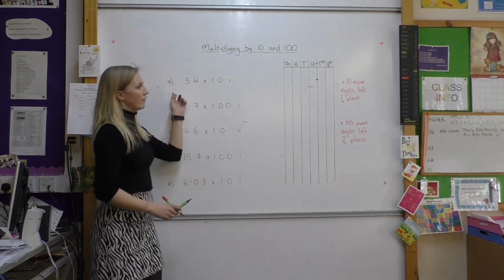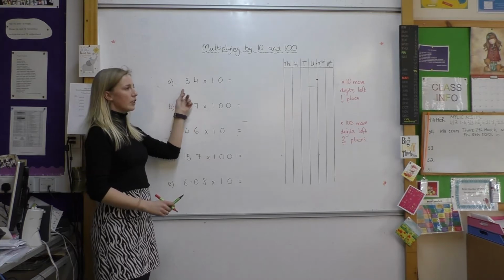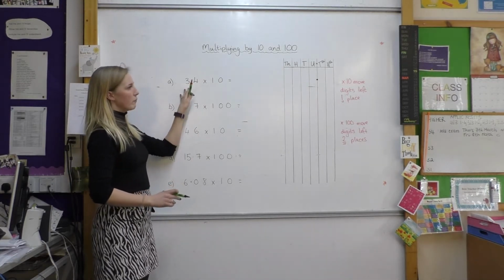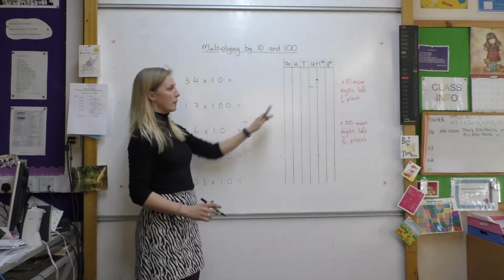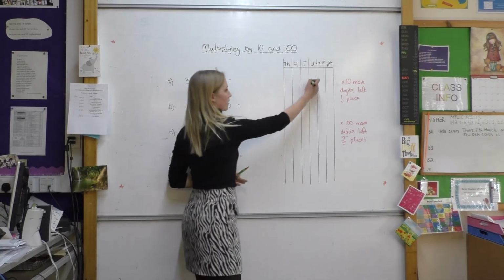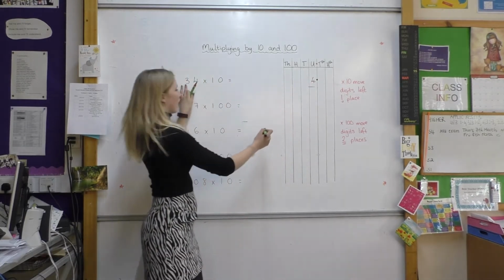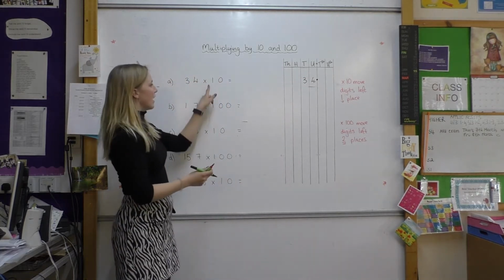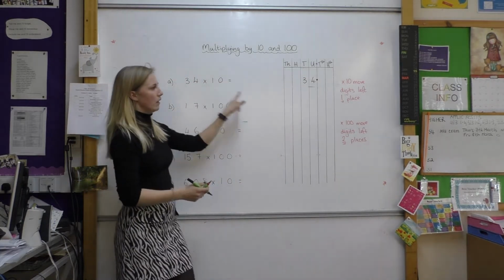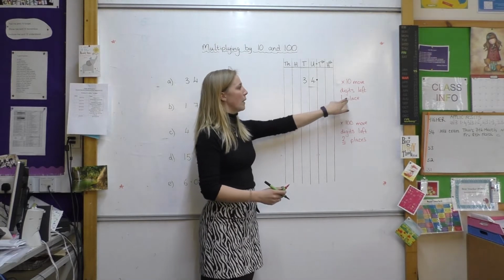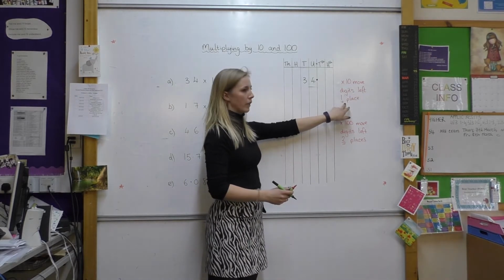So let's look at our first example. We have 34 multiplied by 10. So I'm going to start off by putting 34 into my place value table. We have 4 units and we have 3 tens. We're asked to multiply it by 10. So looking at my notes, that means I have to multiply it by 10 by moving it left one place.